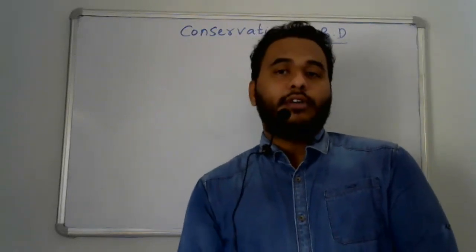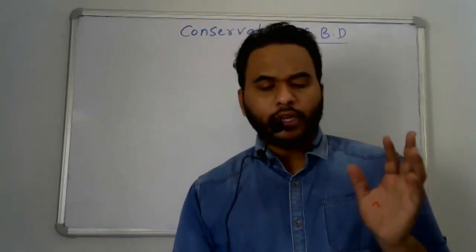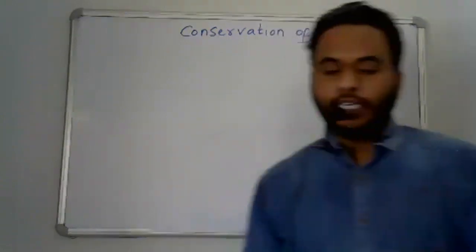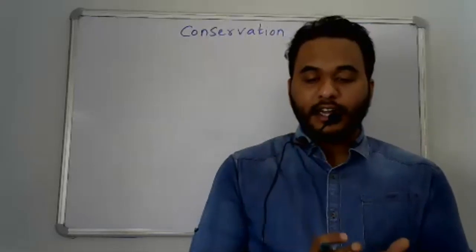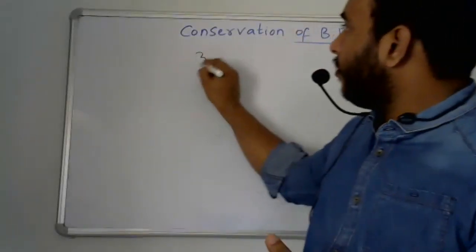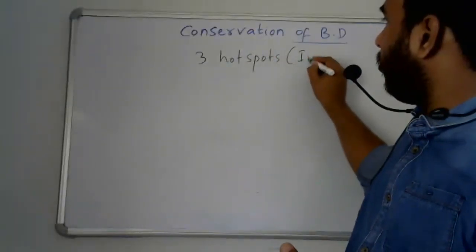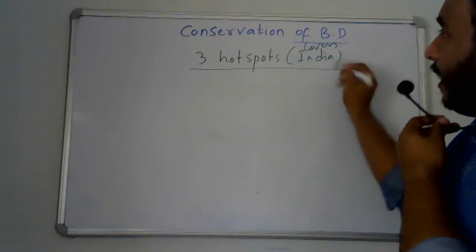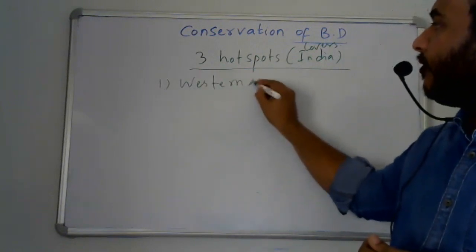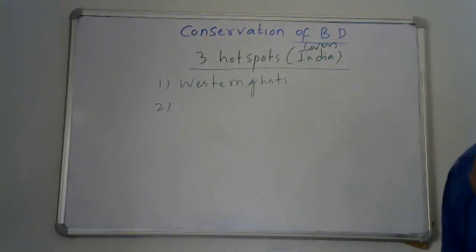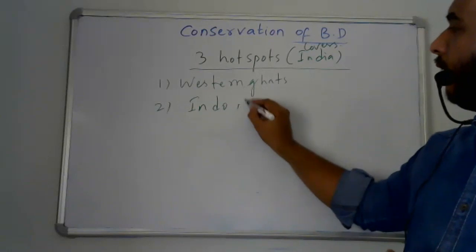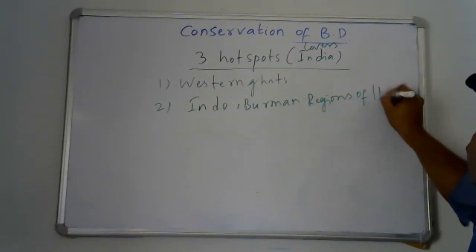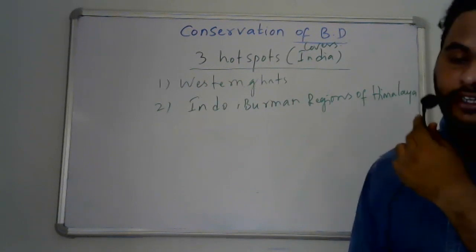One more important point: there are three biodiversity hotspots in India. They are the Western Ghats and Sri Lanka, the Indo-Burman region, and the Himalayas. Three hotspots which cover India. Number one, Western Ghats. Number two, Indo-Burman regions of the Himalayas.